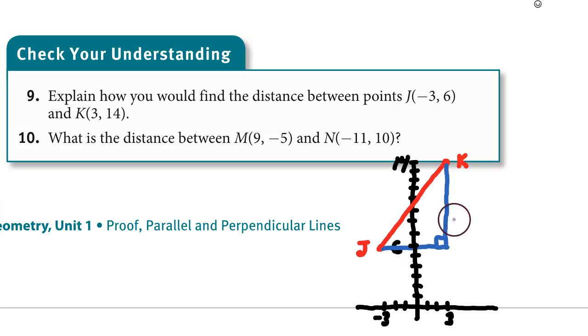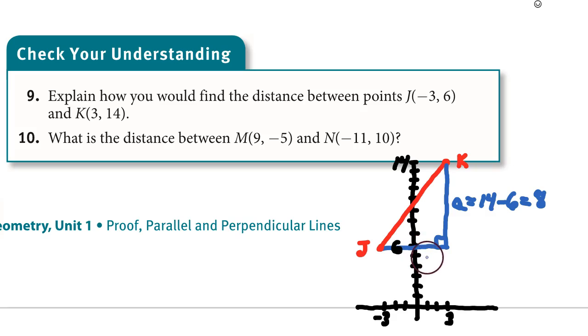90-degree angle here. The altitude of the triangle is the lowercase a in the Pythagorean theorem. We need to know how high the triangle is. We can find that by subtracting the y-coordinates of the points. Point K is at a height of 14. J is at a height of 6. So we can go 14 subtract 6 to find out that the triangle is 8 units tall.